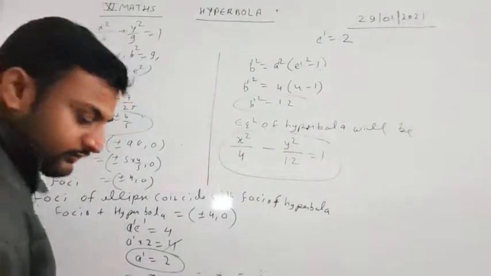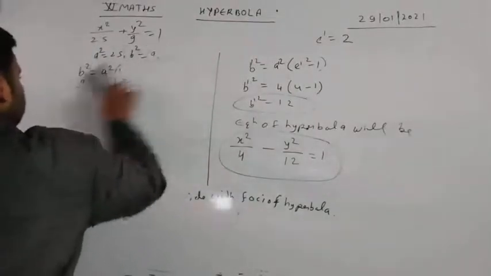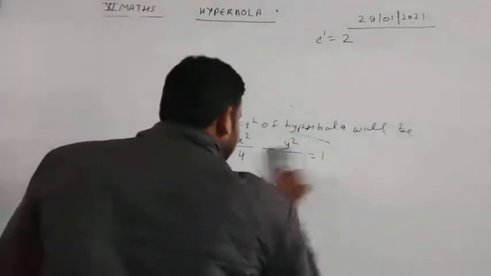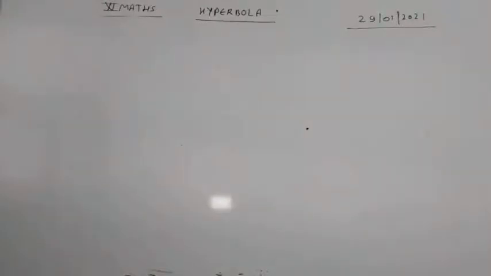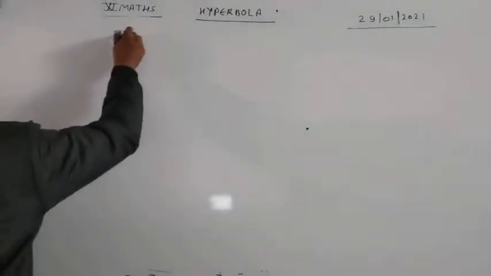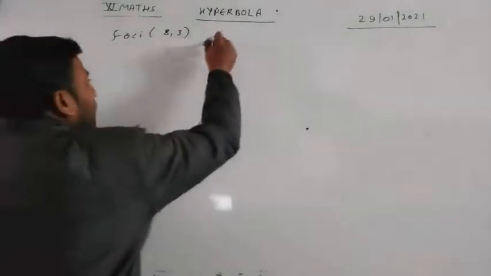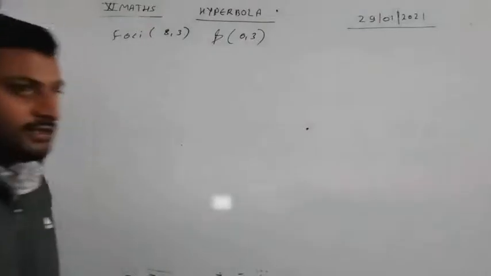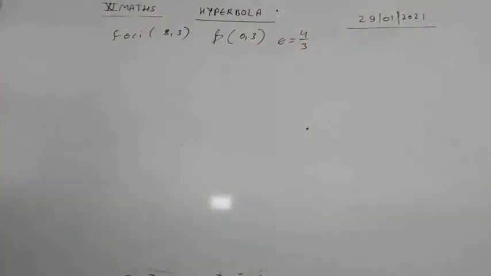Now we take another question. Our next question is, find the equation of hyperbola whose foci are 8, 3 and 0, 3, and eccentricity is, student, 4 by 3. Okay, students, so we have to find the equation of hyperbola.